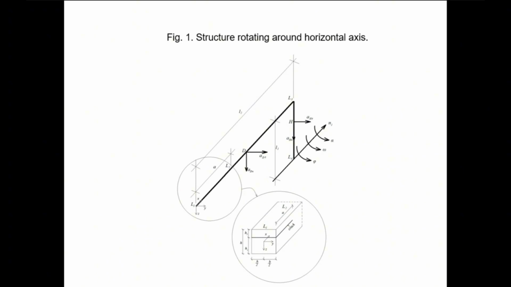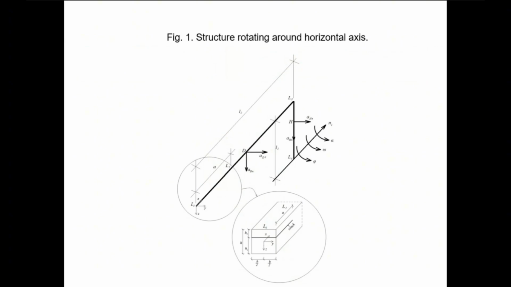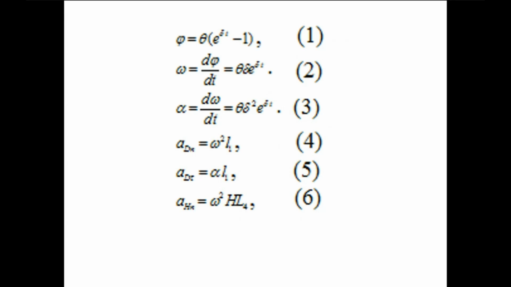The structure depicted in figure 1 has a horizontal and a vertical member denoted by L1 and L1, L3 and L3, L4 respectively. This structure rotates around a motionless horizontal axis N1. The law of this rotation is given in equation number 1. In this equation, phi is the angle of rotation, t is the time, theta and delta are parameters.